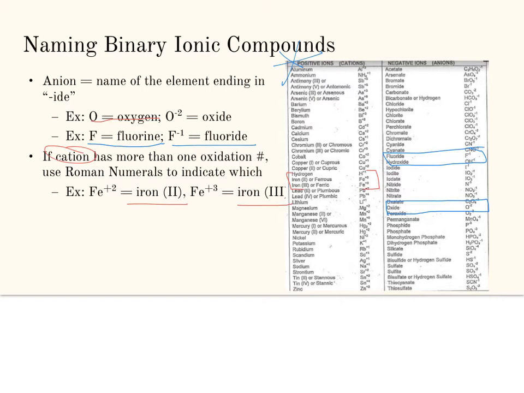If we take a look at the chart here, we can see there are a couple of other elements that appear multiple times. Okay, so if I look, I see chromium can have multiple oxidation numbers. I see arsenic. I see lead, copper. Okay, so anytime you're using the backside of your periodic table, if you see an element that is listed multiple times, then you need to determine what the oxidation number or what the charge of that ion is, and make sure to include the Roman numerals in the name.